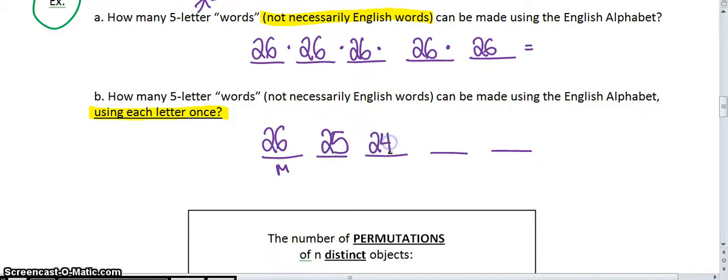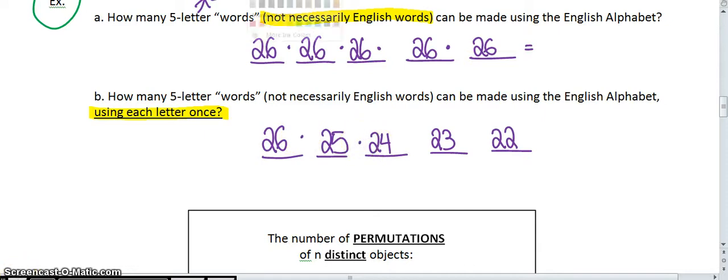The next one would be 24. The next one would be 23. The next one would be 22. Because let's say I use an A here, now you've eliminated 2 things that you can use from this blank. So 26 minus 2 would give you 24. And if I use a T here, then I can't use a T here, so I've eliminated 3 options, which is where I got 23 and 22. So you see the difference between those problems.